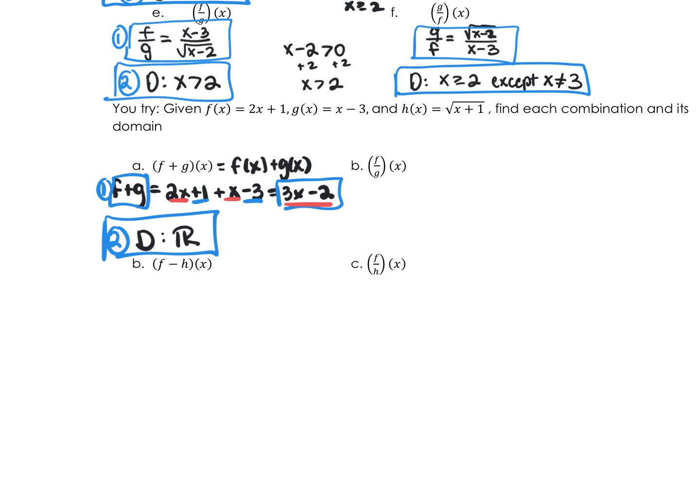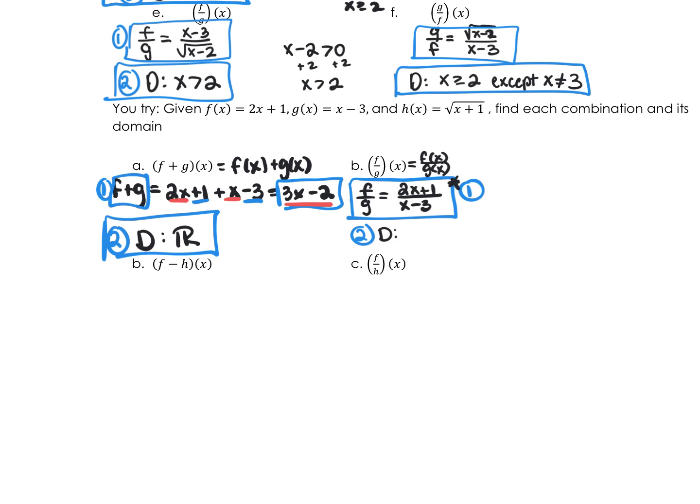For b, we're doing f of x divided by g of x. That's what this means. Shorthand, I'm just going to write f divided by g. So f is 2x plus 1, and g is x minus 3. There's no simplifying you can do here, so this is the answer to the first part. The f divided by g, we found the combination. And then second part, we need the domain of this answer, right? This guy right here, this answer.